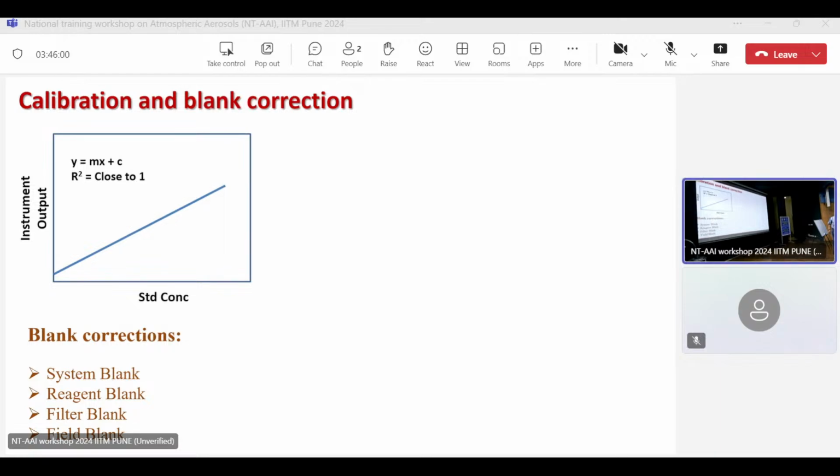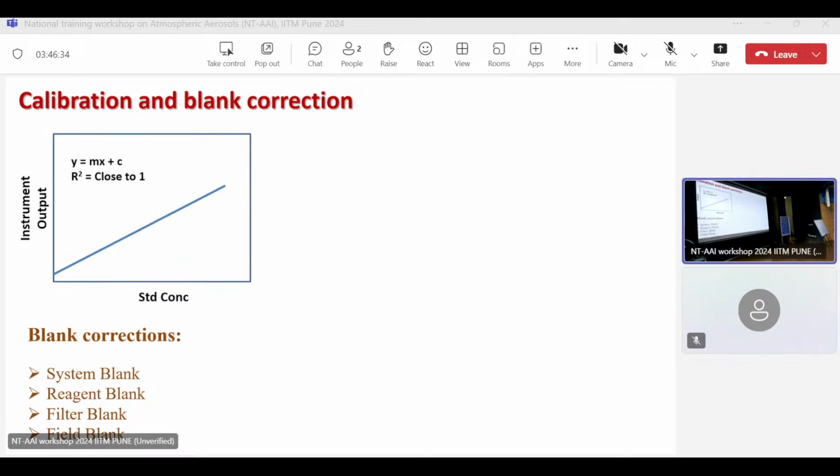Then reagent blank, filter blank, field blank. Reagent blank. We were talking about extraction. You were using water or some acid, organic solvent, whatever you were using. Those are reagents which you are using to analyze, and you are using those reagents to extract your sample.